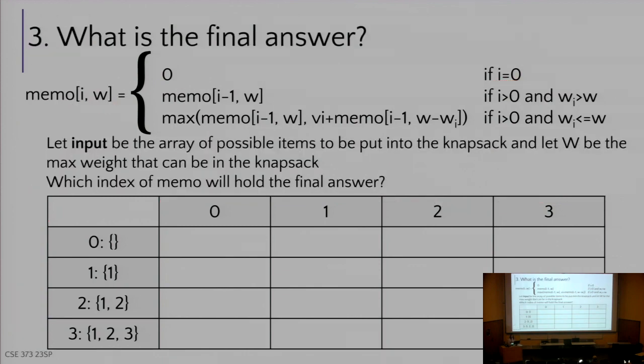Okay, and now that we know the dimensions of memo, where is the final answer going to be stored? Does anyone want to be a brave volunteer and just shout out an idea?